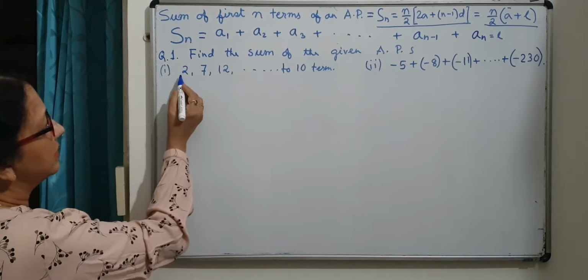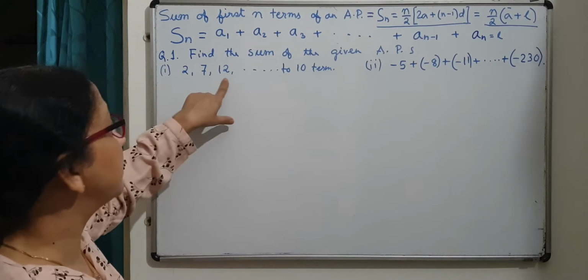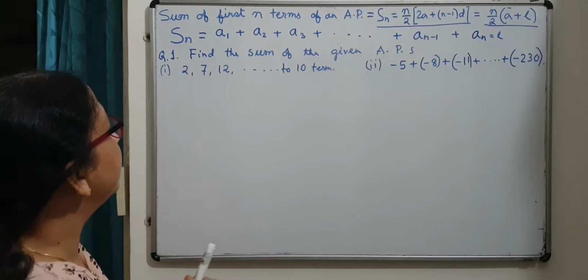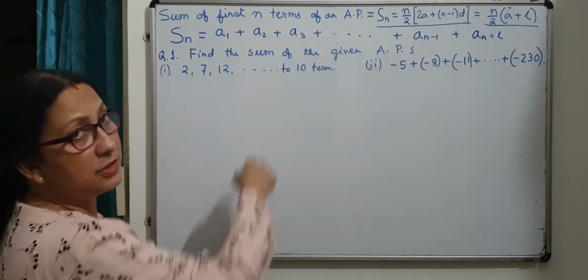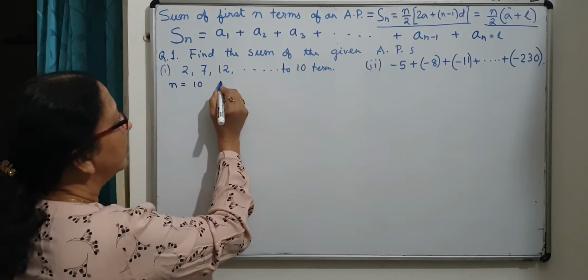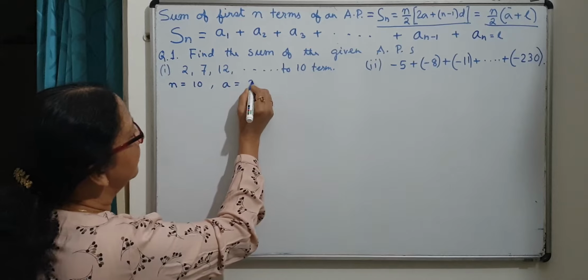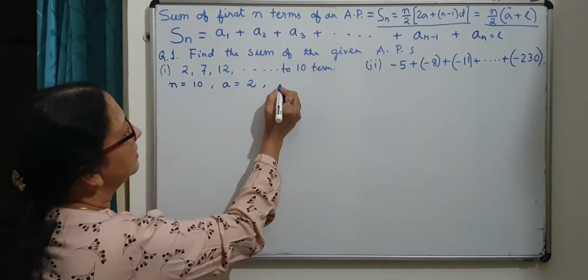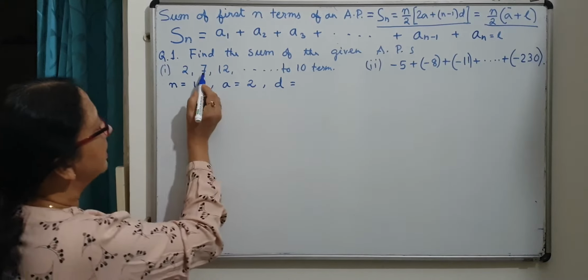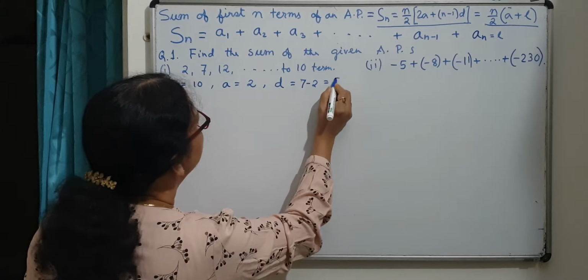That means this is the AP 2, 7, 12. The first three terms are shown. That means you have to find up to 10 terms, that is n is 10. So in the first question your n is 10. Let me write down what is given. A is given to be 2, the first term, and the common difference is A2 minus A1, that is 7 minus 2, that is 5.